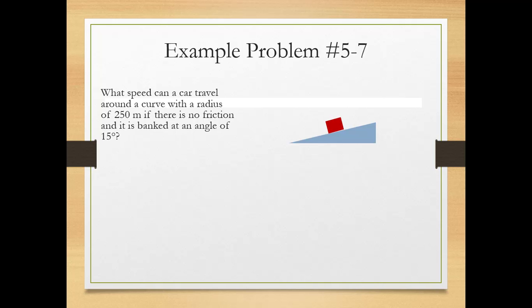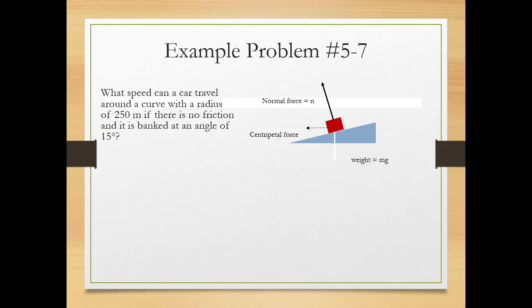So let's look at this problem and say we have a car that's going to travel around a curve of radius 250 meters and there's absolutely no friction, the worst possible conditions you can ever put it in, and it's banked at an angle of 15 degrees. So let's do a free body diagram of the weight downward. I don't know why I put a white arrow there, but I did. That's really hard to see.